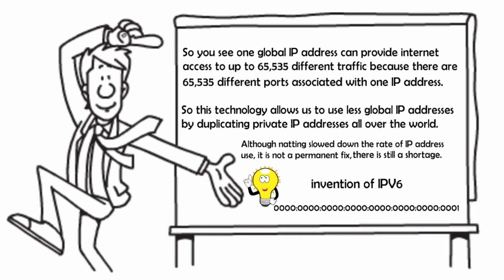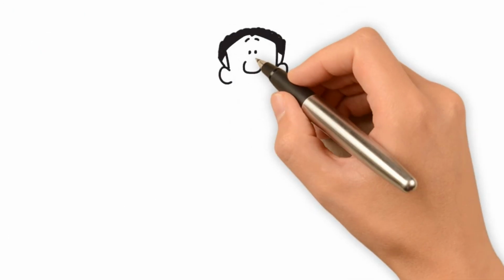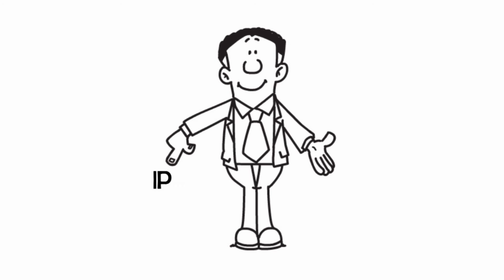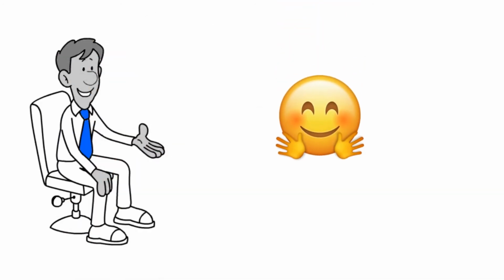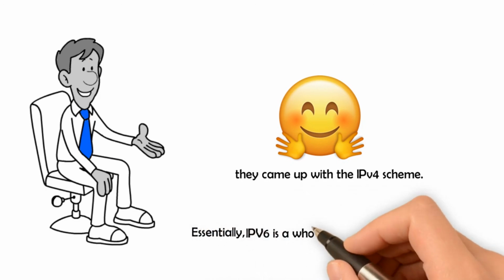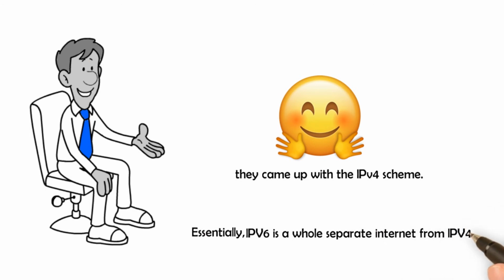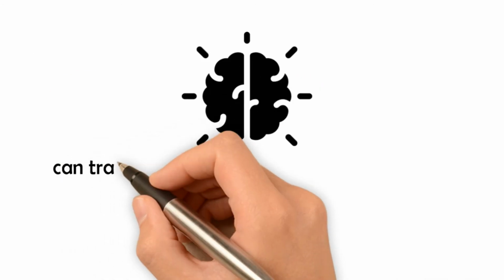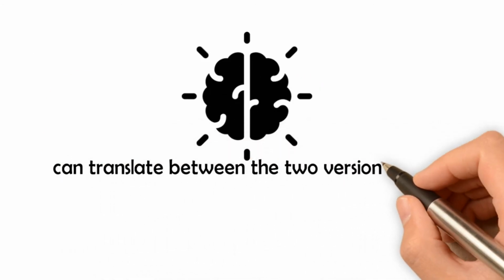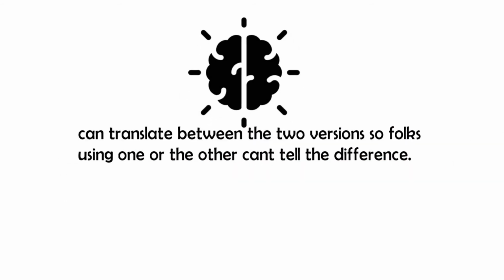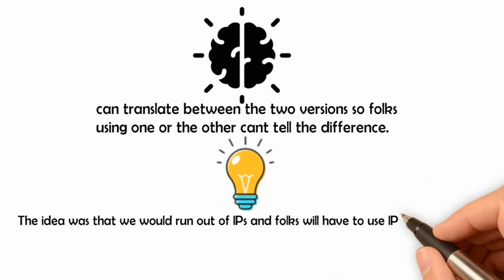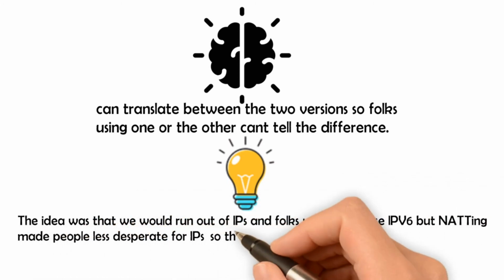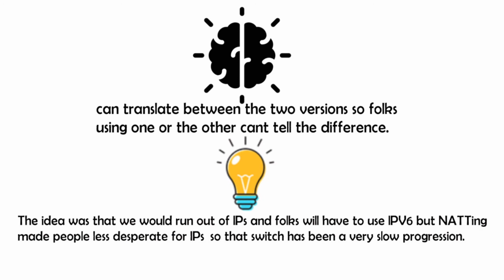Here's an example of IPv6. We'll never run out of IP combinations with IPv6, right? Well, never say never. I'm sure that's what they thought when they came up with the IPv4 scheme. Essentially, IPv6 is a whole separate internet from IPv4. Most technologies can translate between the two versions, so folks using one or the other really can't tell the difference. The idea was we will run out of IPs and folks will use IPv6, but NAT made people less desperate for IPs, so that switch has been a very slow progression.